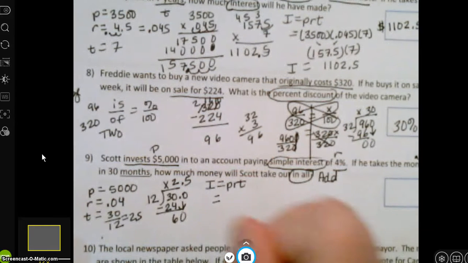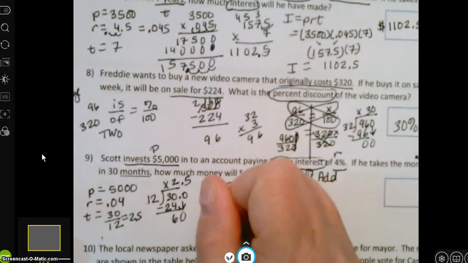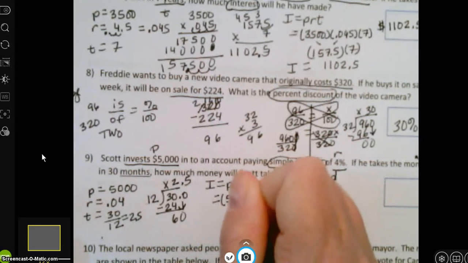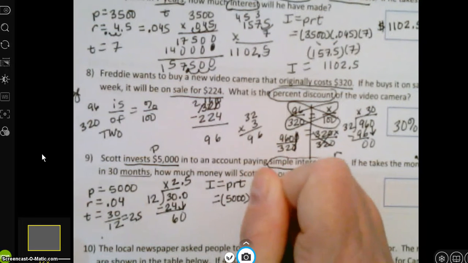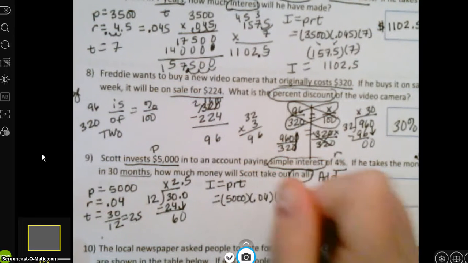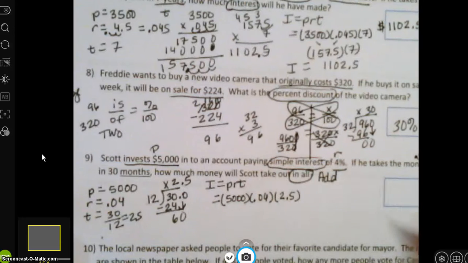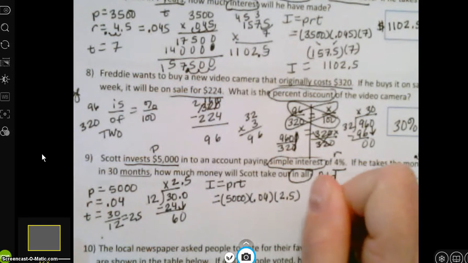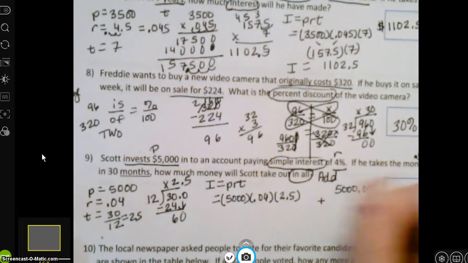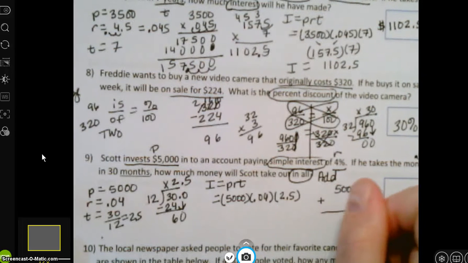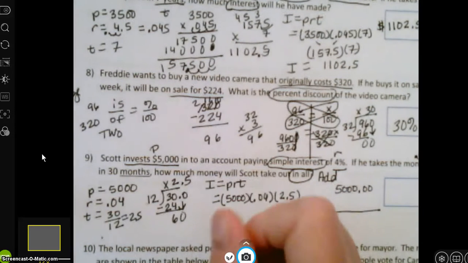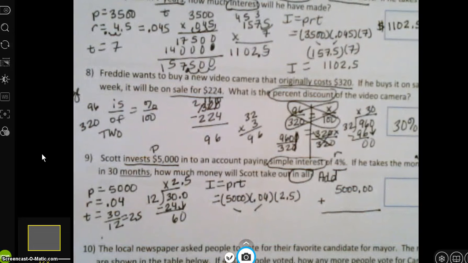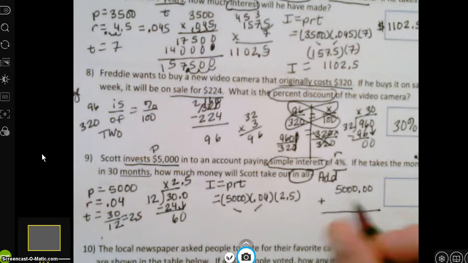Okay, so your job is to multiply 5,000 times 0.04 times 2.5. Whatever you get, you are going to add it. 5,000 plus, and put 0.00 just in case we have some decimals here. Add that, and this is what you get. So I need you to pause the video, multiply this by yourself, add it, so we get the interest to find the in all.